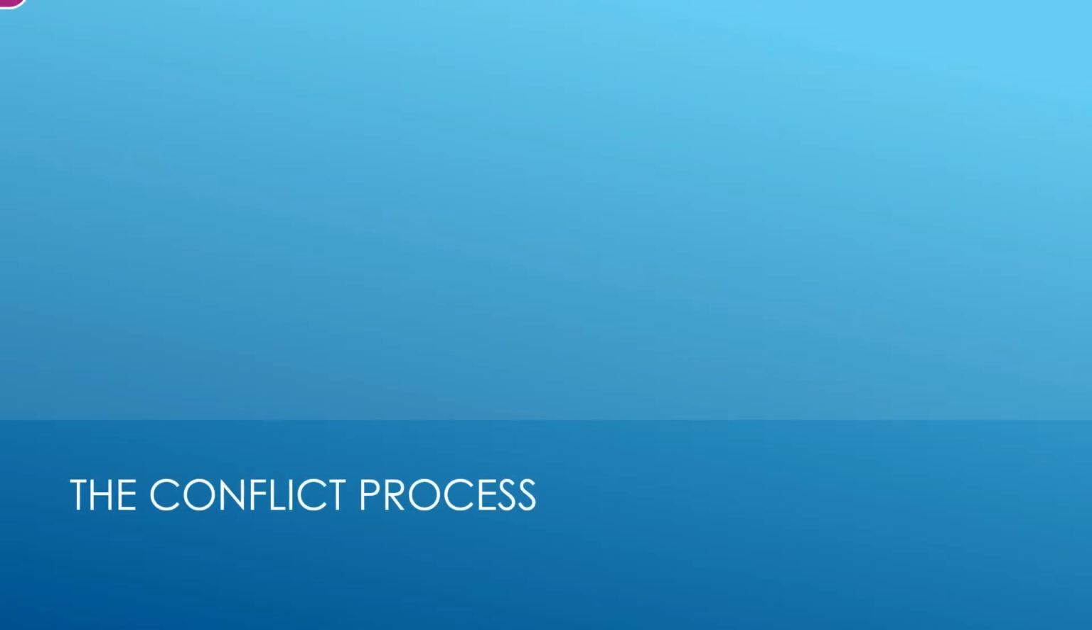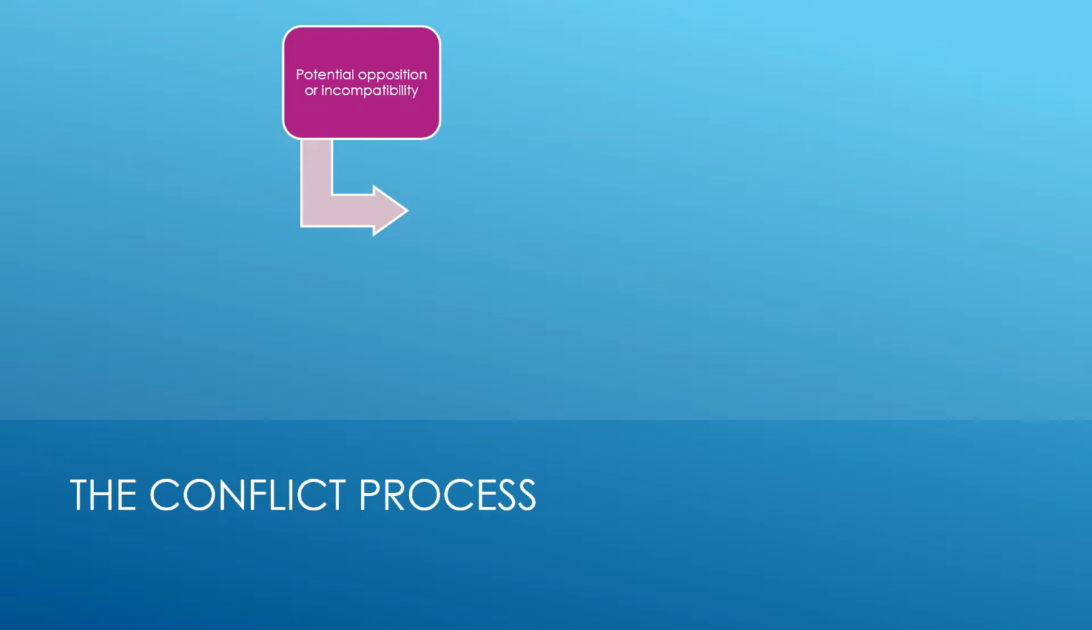The conflict process. Potential opposition or incompatibility. The first stage in the conflict process is the existence of conditions that allow conflict to arise. The existence of these conditions doesn't necessarily guarantee conflict will arise, but if conflict does arise, chances are it's because of issues regarding communication, structure, or personal variables.